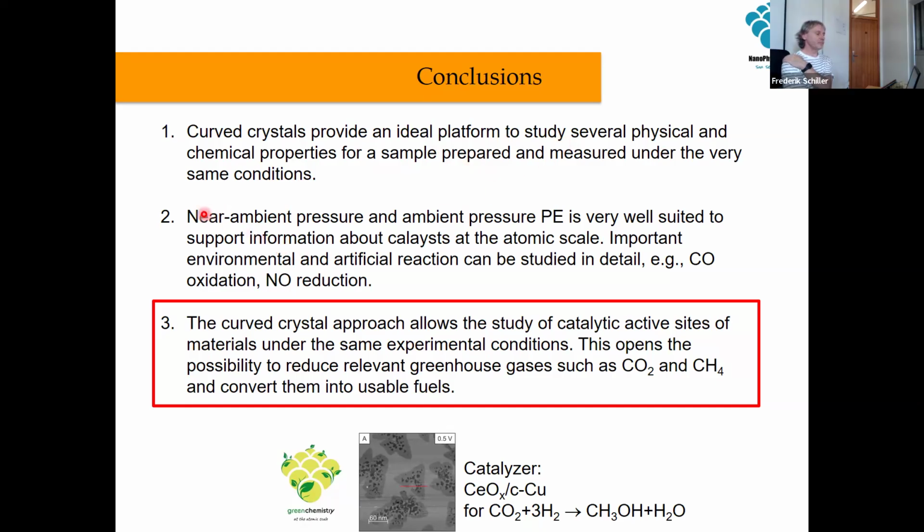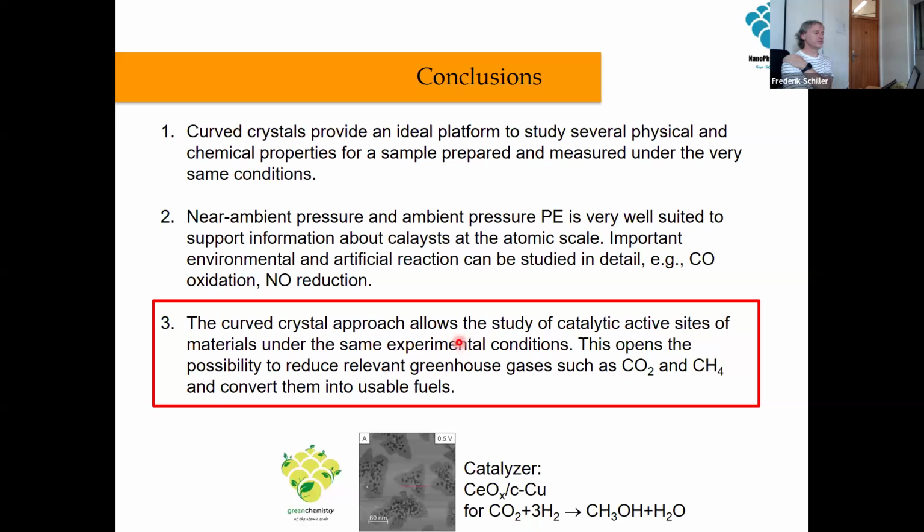So we are doing these near ambient pressure photoemission and ambient pressure photoemission experiments here, and they are well suited to study such catalysts. And with our curved crystal approach, they're even better suited to carry out some important reactions. And again, these important environmental and artificial reactions can be studied in great detail. I've shown you mainly the CO oxidation and a little bit of this NO reduction.